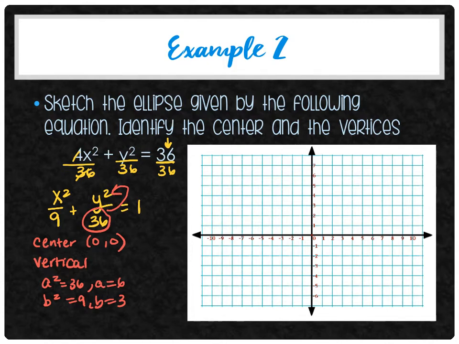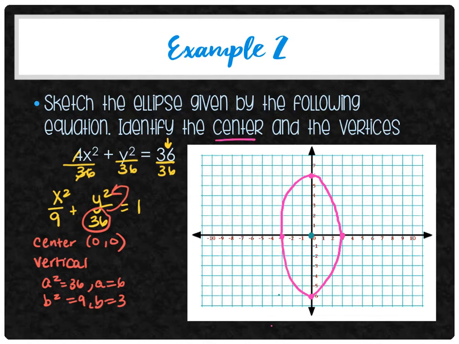So I'm going to start at my center, and I'm going to go up and down a because it's vertical. So a is 6. I go up to 6 and down to negative 6. b is 3. I go right and left b. And then I connect my points.